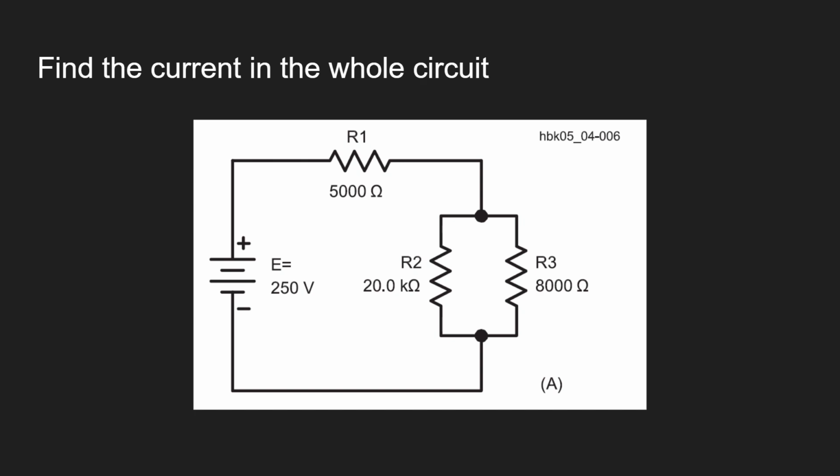Okay, so if we have to find the current of the whole circuit, how can we do it? We do R2 and R3 first. So what is the resulting resistance of R2 and R3? It will be 1 over 20,000 plus 1 over 80,000, right?